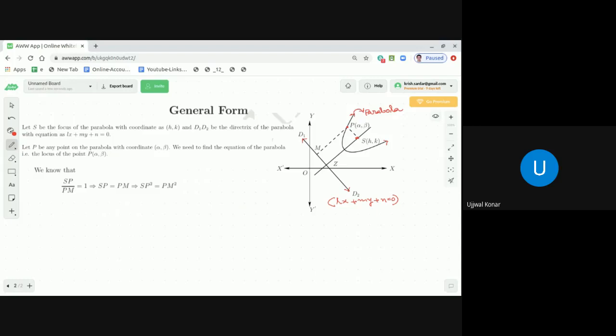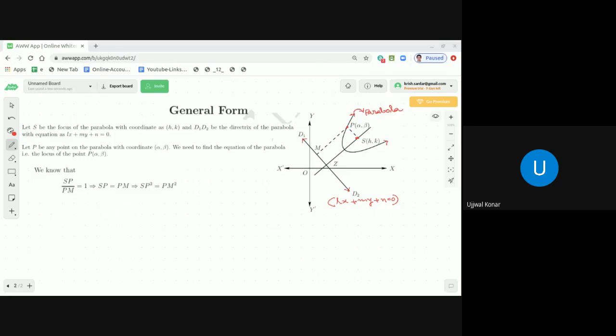Now, dear students, we know the coordinates of the point S, that is h comma k, and we know the coordinates of the point P, that is alpha comma beta. Now it is pretty simple to find SP. SP should be the square root of alpha minus h whole square plus beta minus k whole square. And what is PM? If you recall our straight line discussion days, PM is the length of the perpendicular drawn from a point P alpha comma beta to the straight line lx plus my plus n equal to 0. How to do it? l into alpha plus m into beta plus n, by the square root of l square plus m square.